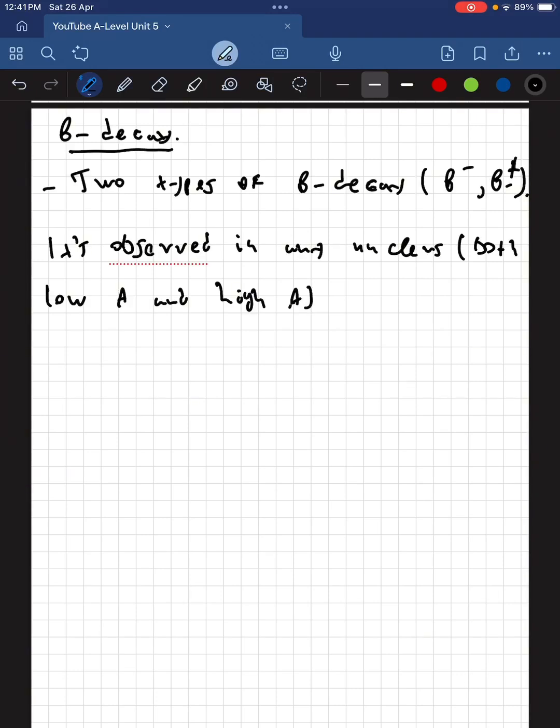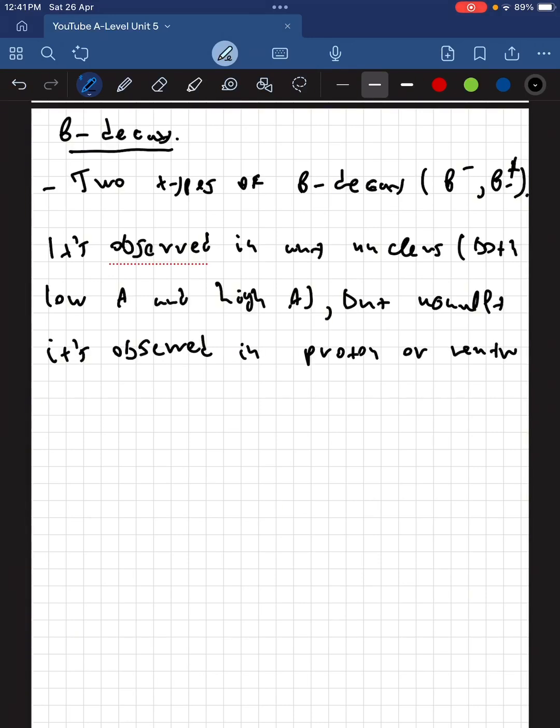So, two types. It can be observed in any type of nucleus, but usually it's observed in proton or neutron-rich nuclei. And we already saw one example. So helium-8, for example, is a neutron-rich nucleus because it has 2 protons but 6 neutrons. Okay, that's a lot of neutrons compared to protons. So that's a neutron-rich nucleus. Okay, let's write down what the types of reactions are that can happen.